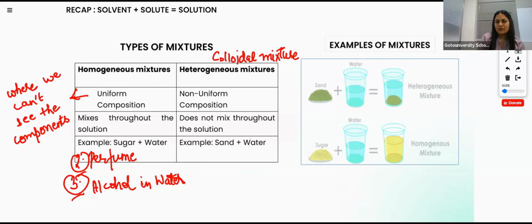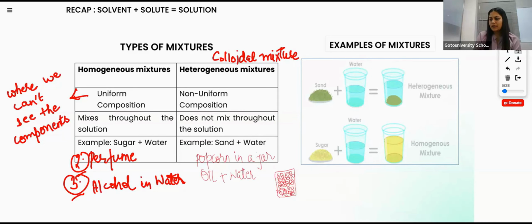What other example could be for a heterogeneous mixture? One is given here, sand plus water. What other example? Say oil plus water, or oil in water. If we put oil in water, we can easily see the oil floating over the surface of water, right? So this is an example of a heterogeneous mixture. I hope the homogeneous and heterogeneous mixtures are clear to you now, right?